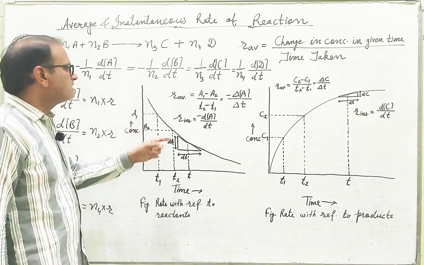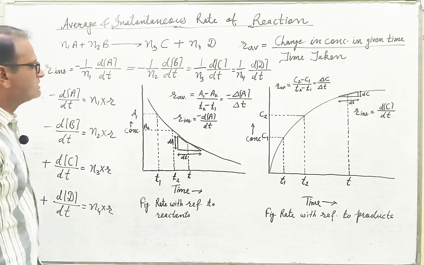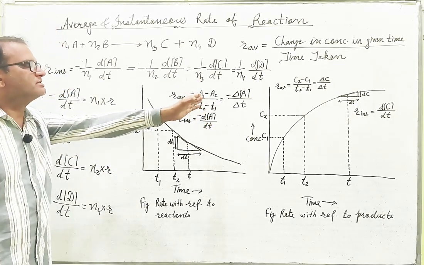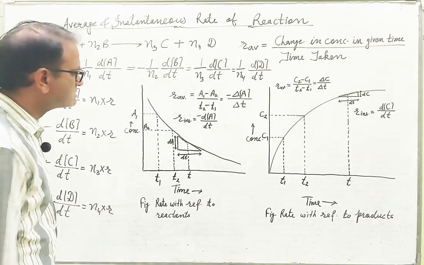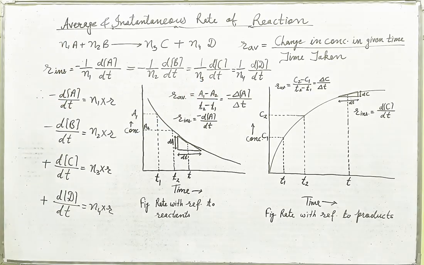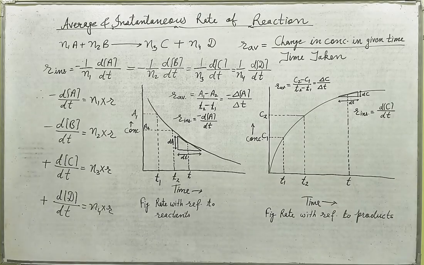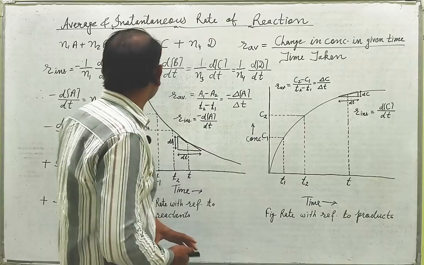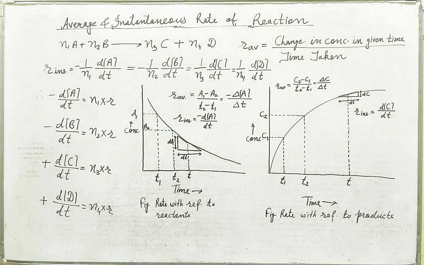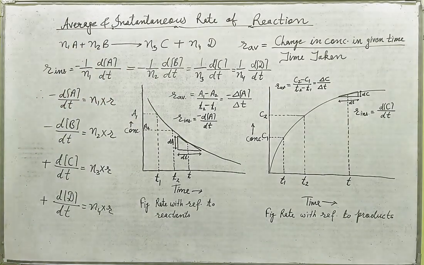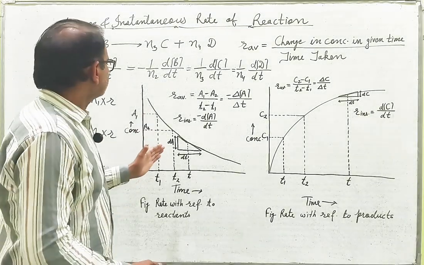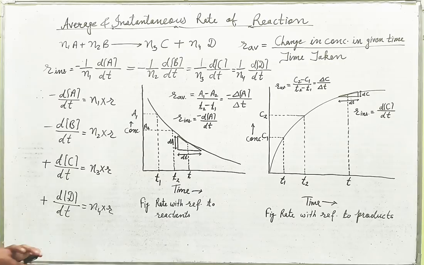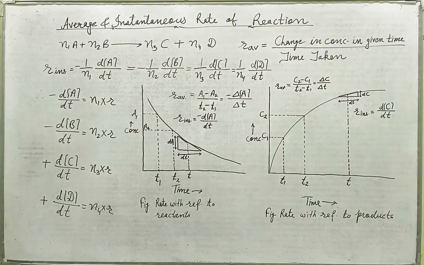And how can we calculate the average rate of reaction? The final concentration minus initial concentration upon the final time minus initial time. Am I right? So that will be equal to minus dA upon dt, because this is a bigger interval of time we are taking. So this is the average rate of a reaction.